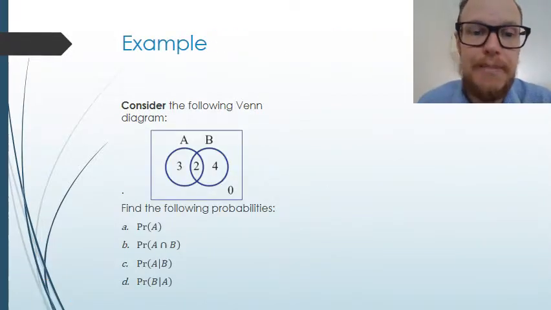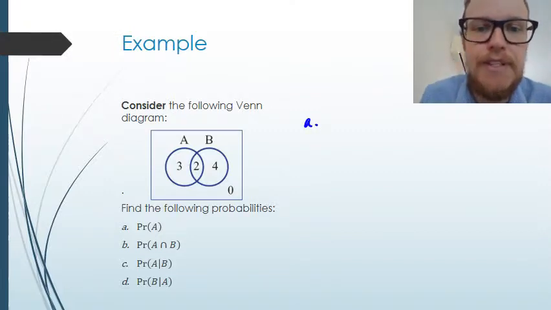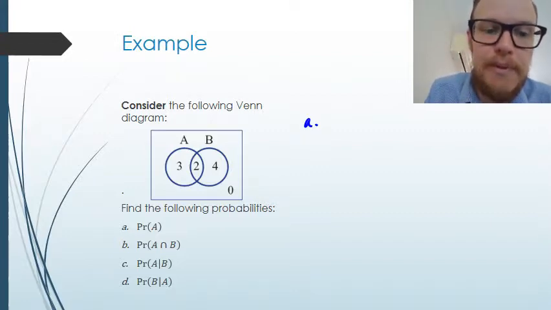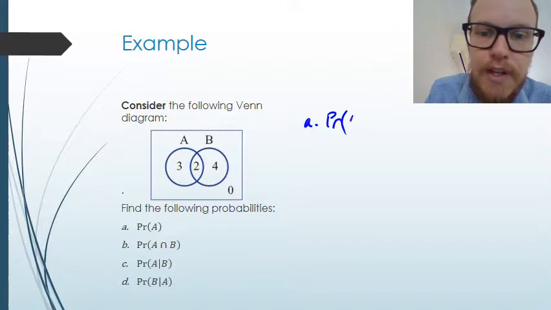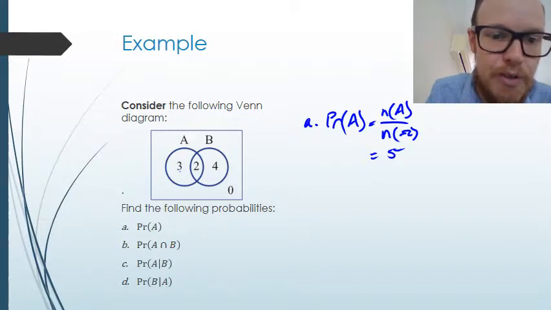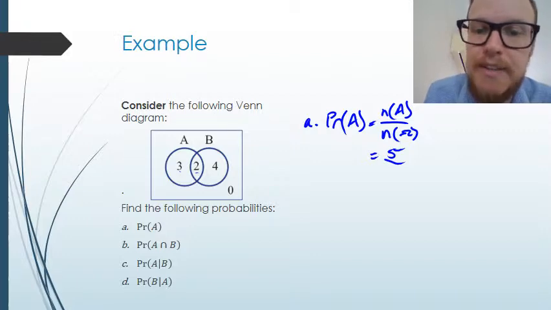So let's look at an example now. We can have a look at the first one here. It's a very simple Venn diagram and situation that we have going on here. To determine the probability of A, we just find the number of elements in A and divide by the number of elements in the sample space. The number of elements in A is 5, so we've got the 3 plus the 2 here is 5, divided by the number of elements in the sample space. If we add them all together, we see there are 9 elements in the sample space. So it's 5/9 for the answer for A.